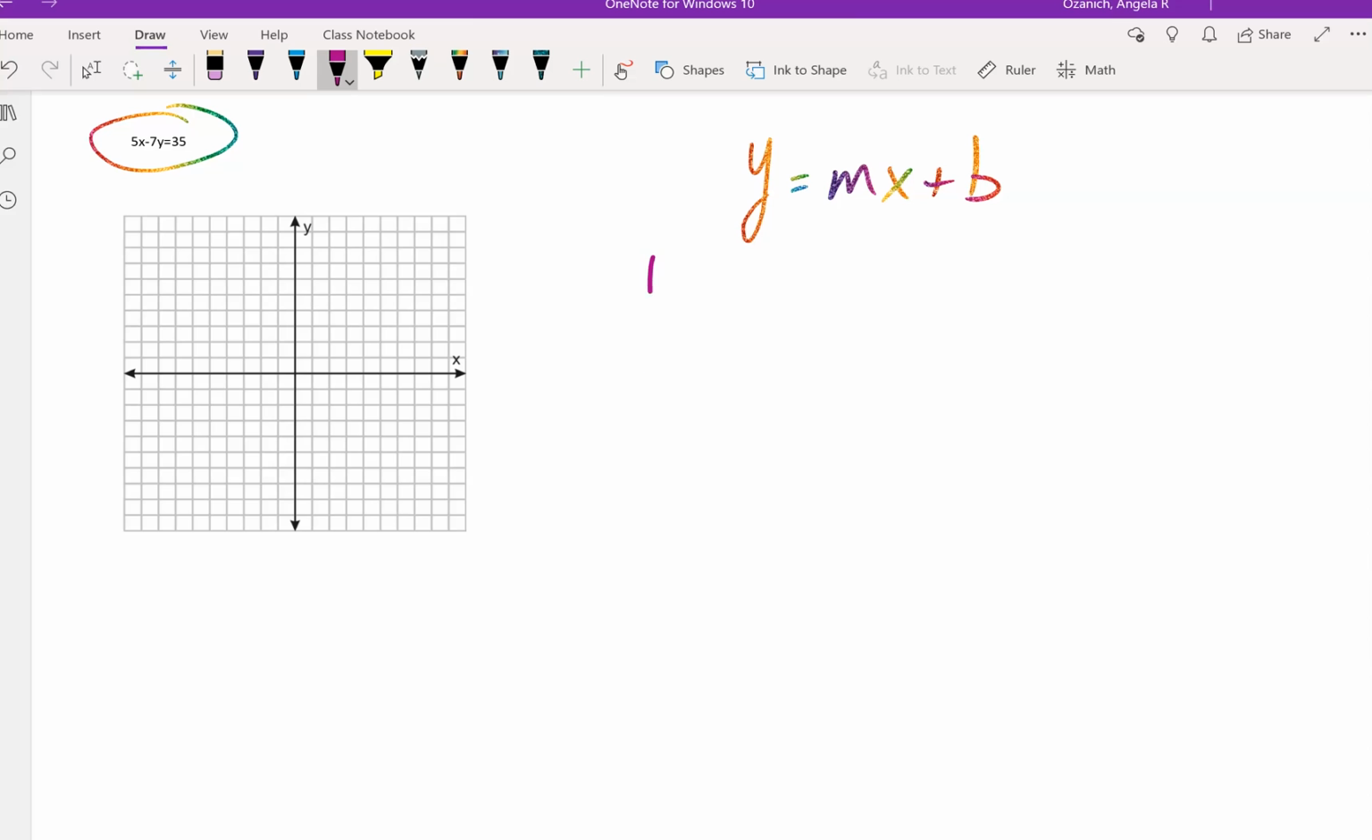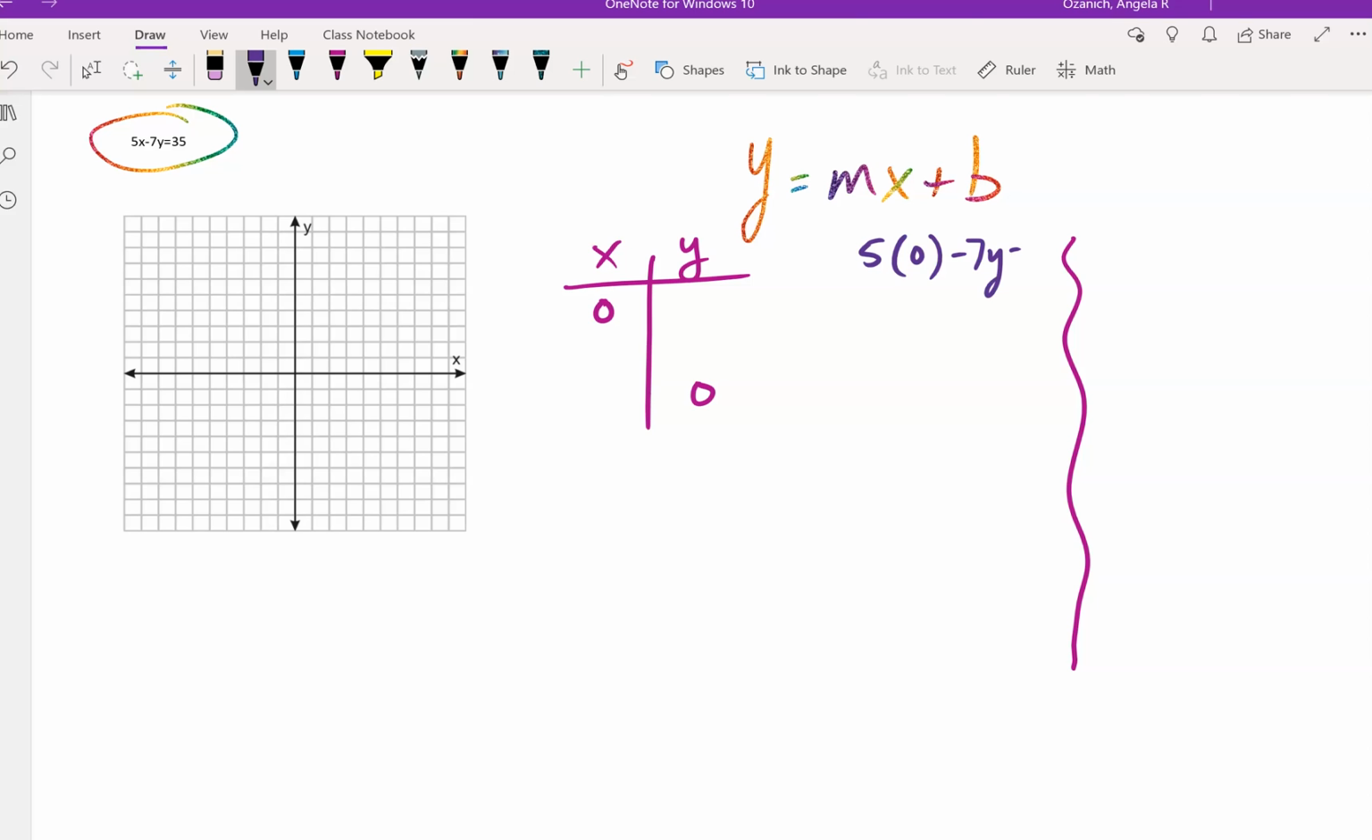I kind of like the strategy of making a table and plugging in a 0 for x and a 0 for y and plotting those 2 points. Okay, so let's try that strategy. Okay, let's use purple for plugging in a 0 for x. So 5 times 0 minus 7y is equal to 35, which means 0 minus 7y is equal to 35.